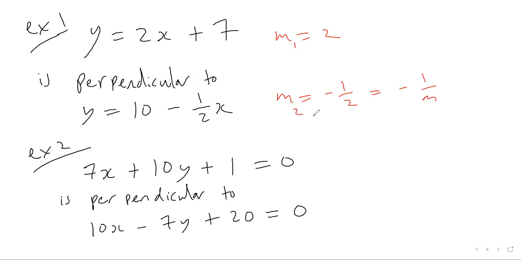So I'll call this m1, I'll call this m2. So this is the negative reciprocal, so negative 1 over m1. So that's why these lines are certainly perpendicular. Now, how about these ones down here?